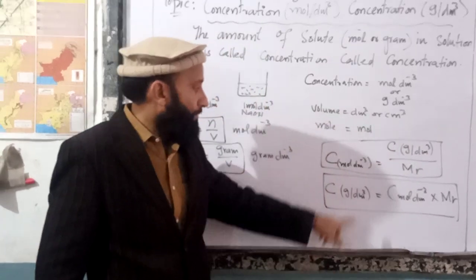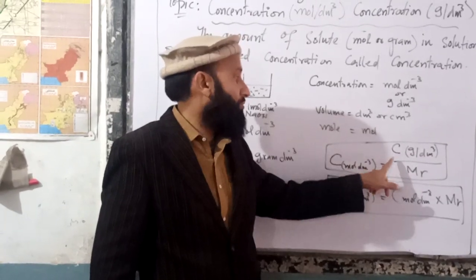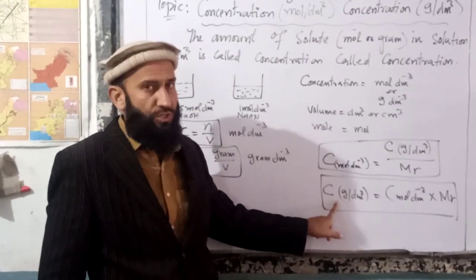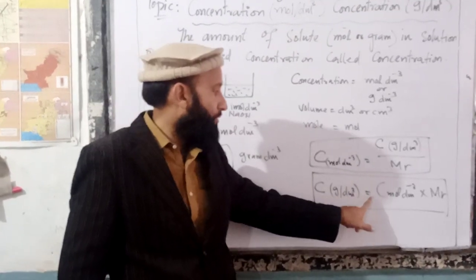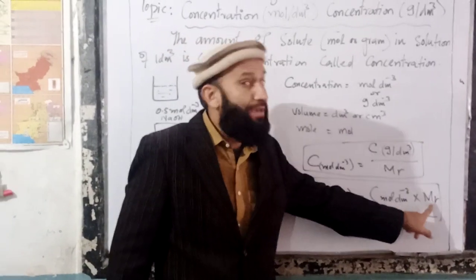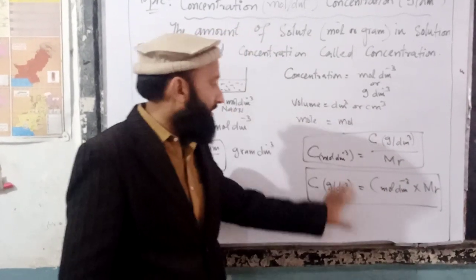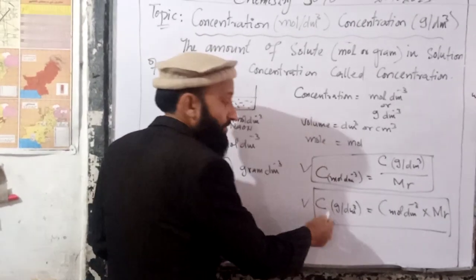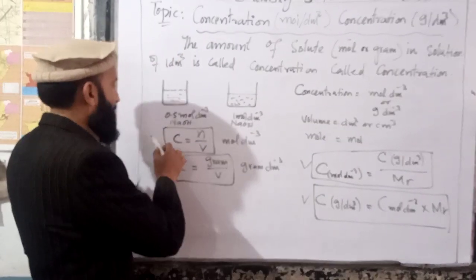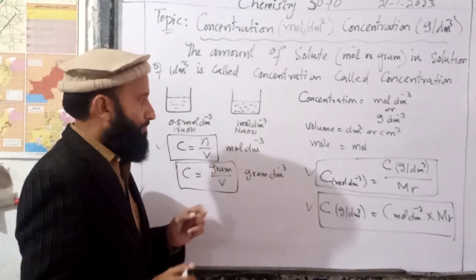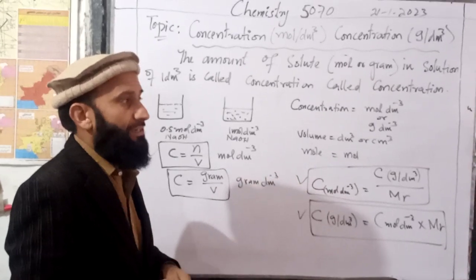But if they give you mole per dm cube and ask you to find the concentration in gram per dm cube, then you can use this equation. Concentration in gram per dm cube is equal to, rearranging this equation, concentration in mole per dm cube multiplied by the Mr value of that substance. In this way you can find concentration in mole per dm cube, concentration in gram per dm cube, and the equation for concentration from the mole as well as the volume. That is a very important type of question.